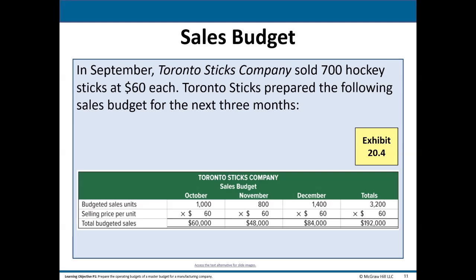TSC sold 700 hockey sticks at $60 per unit in September. After considering sales predictions and market conditions, TSC prepares its sales budget for the next 3 months and the 3-month total, which would be the quarter. The sales budget in Exhibit 20.4 includes the forecasts of both units and sales prices.